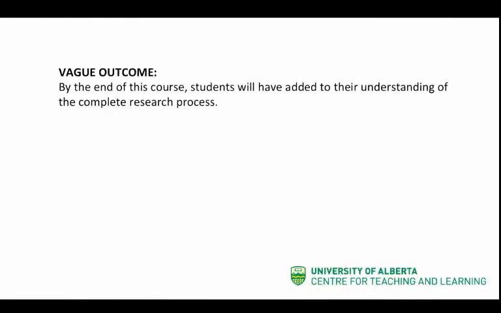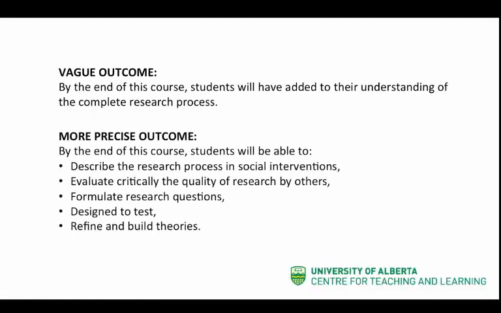Another example of a vague, poorly written student learning outcome, once again using the term understand. And more precise outcomes: the student will be able to describe or evaluate, formulate research questions, design to test, or refine and build theories. All these action verbs make it more clear what the assessment activity ought to be and what the in-class activities ought to be. And in this way, using precise, well-formulated student learning outcomes, one is able to align all the elements of the course.